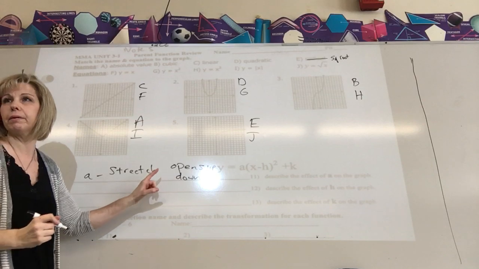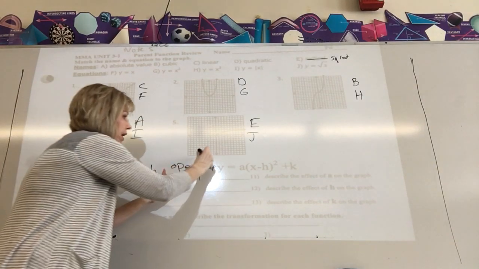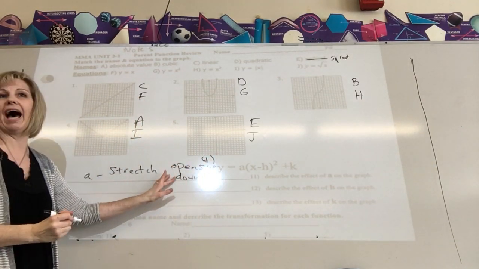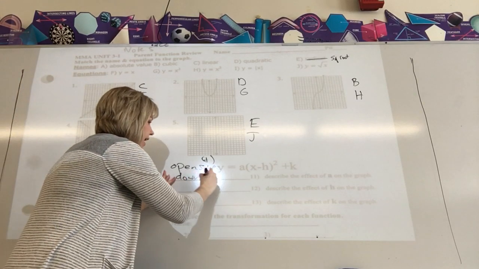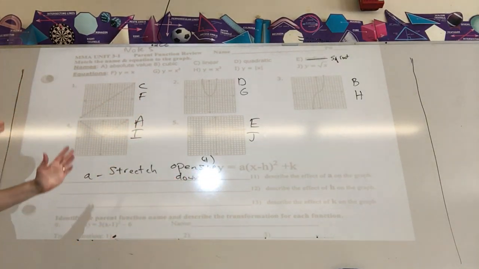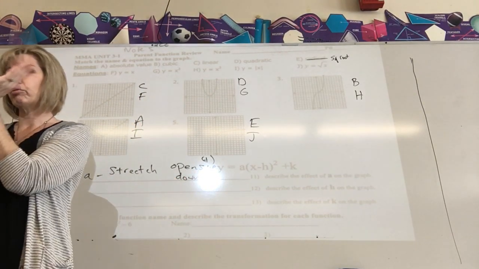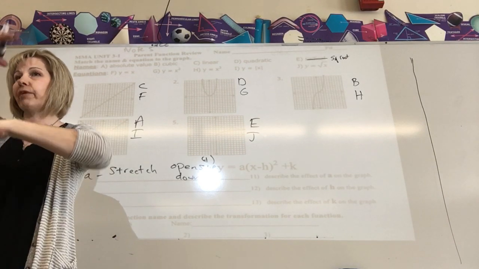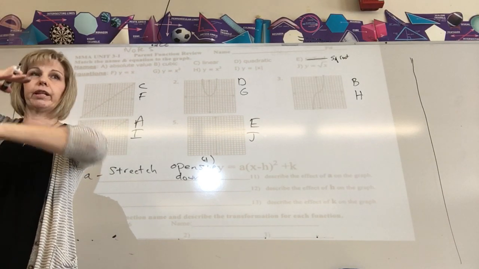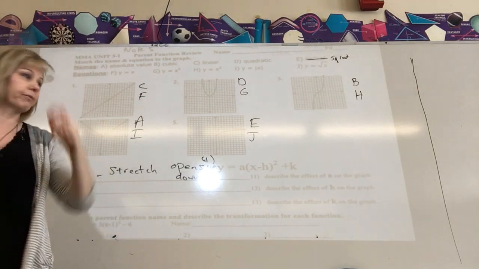When did it open up? Okay, when A was positive. When did it open down? If A was negative. Okay, so A was our stretch, our shrink if it was a half, because it shrinks it vertically, and a stretch if it was like 2.